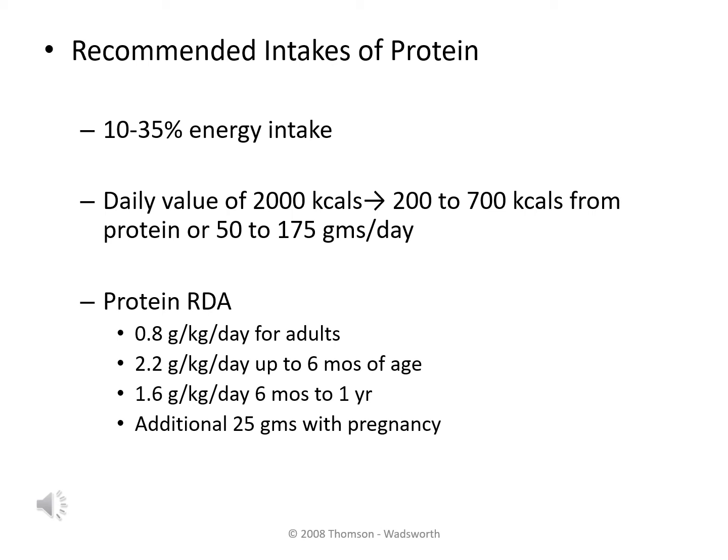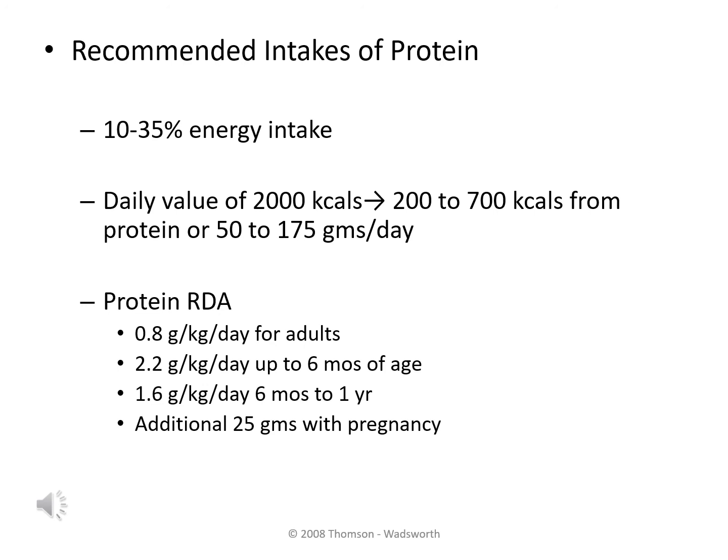Based on the DRIs, or the dietary reference intakes, we've looked so far at recommendations for carbohydrate, which was 45 to 65% of our total calories, fat, 20 to 35% of our total calories, leaving protein to provide us with about 10 to 35% of our total calories or energy intake. In a 2,000 calorie diet, that would be equivalent to about 50 to 175 grams of protein per day.